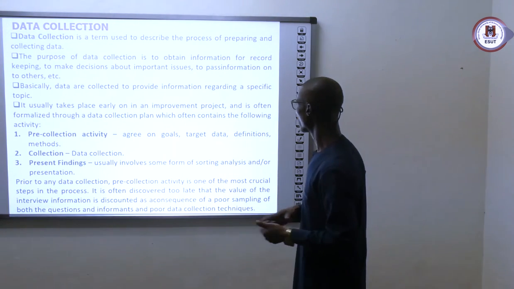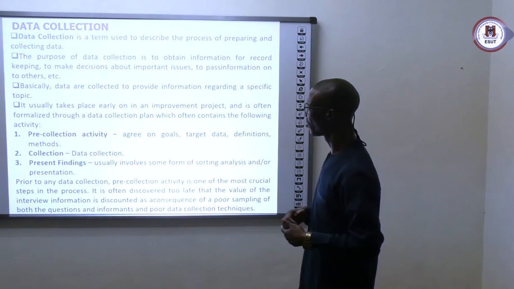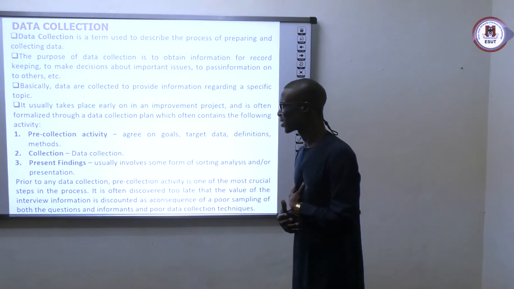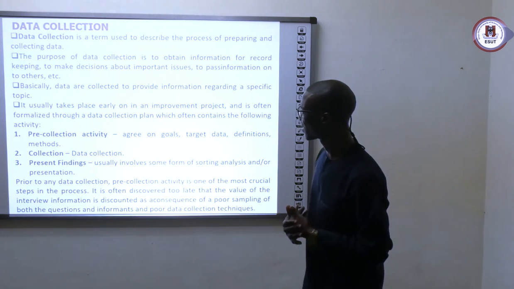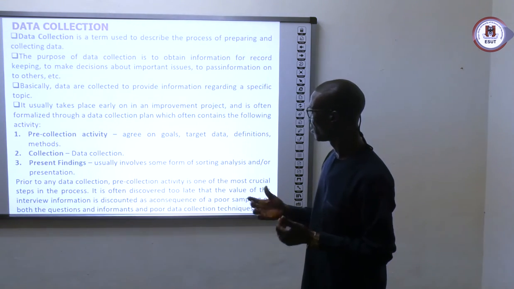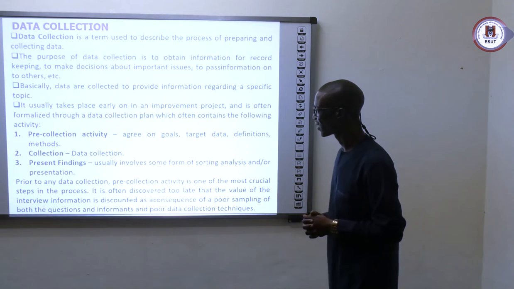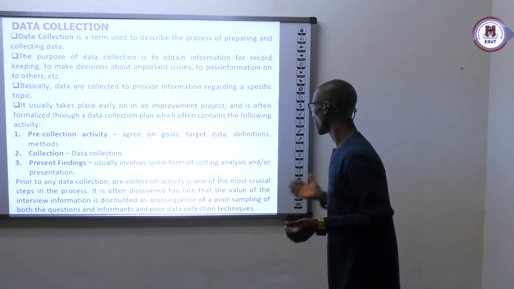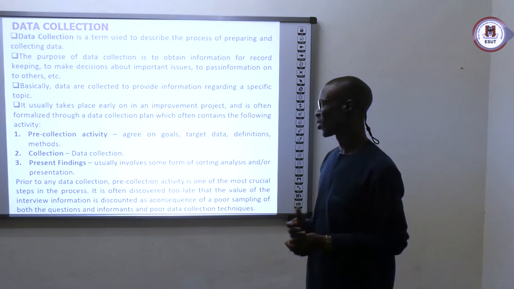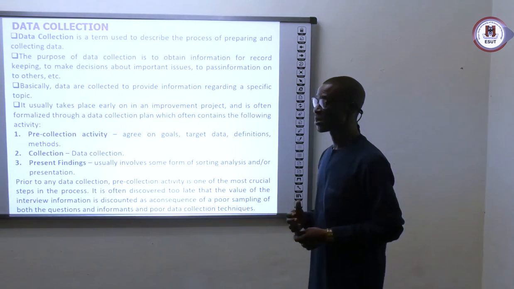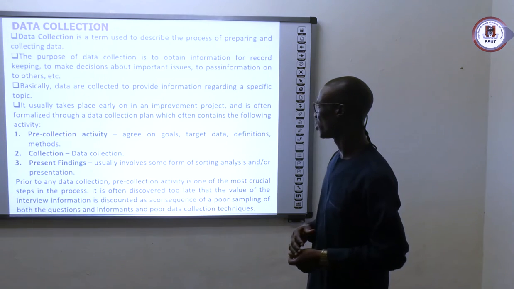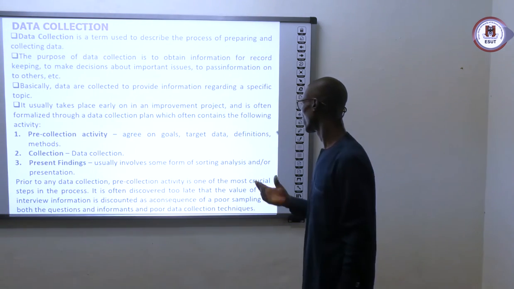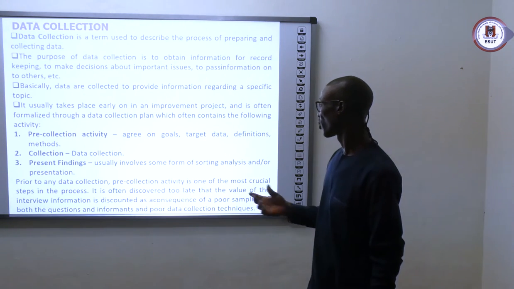So to have good information, you need to collect the right information or right data. Data are collected to provide information regarding a specific phenomenon. It mustn't be a particular topic, it could be whatever. So it usually takes place early on in an improvement objective or project.